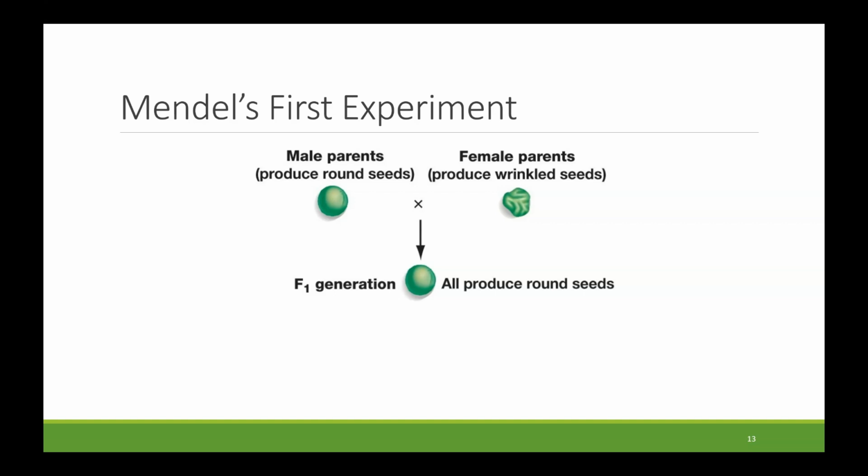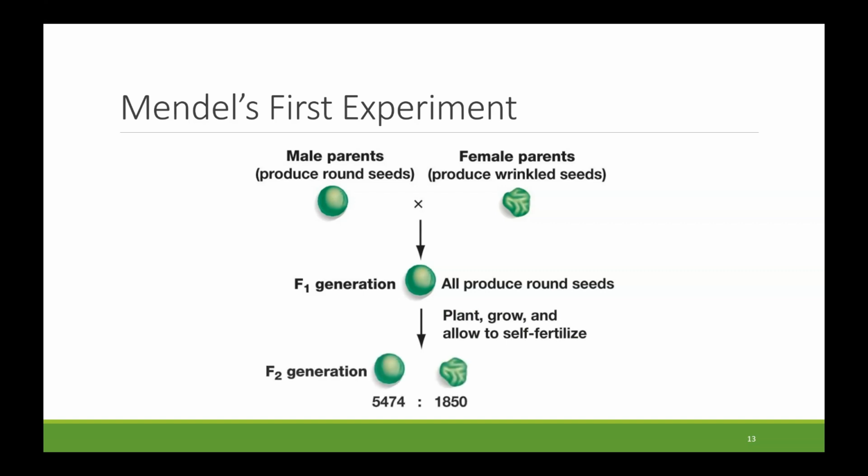But Mendel did not stop at the F1 generation. He went a generation further. So he planted the seeds from the F1 generation. He allowed them to grow to maturity and self-fertilize. So in other words, the pollen and the ovules from the same plant combined. And when that happened, in the following generation, he saw the wrinkled texture reappear in a portion of the offspring. So this next generation, these are known as the F2 generation.